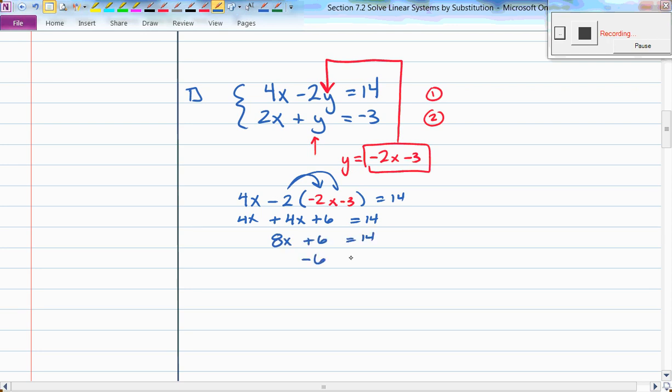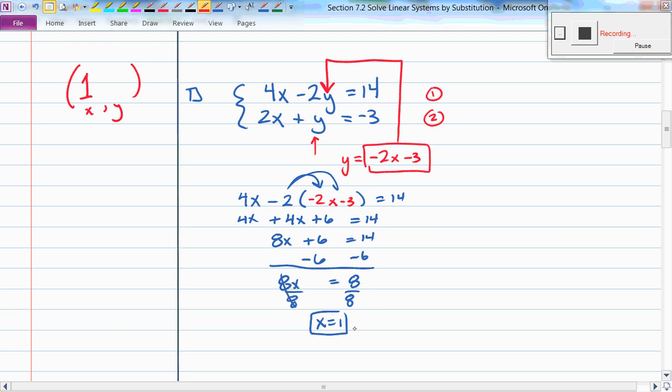We're going to subtract 6 from both sides, and I get 8x is equal to 8. So I'm going to divide by 8, isolate my x. Looks like x is equal to 1. Great. Now remember, the answer is always going to be a coordinate point, x comma y. I've figured out that x has to be 1, so I'm only halfway done.